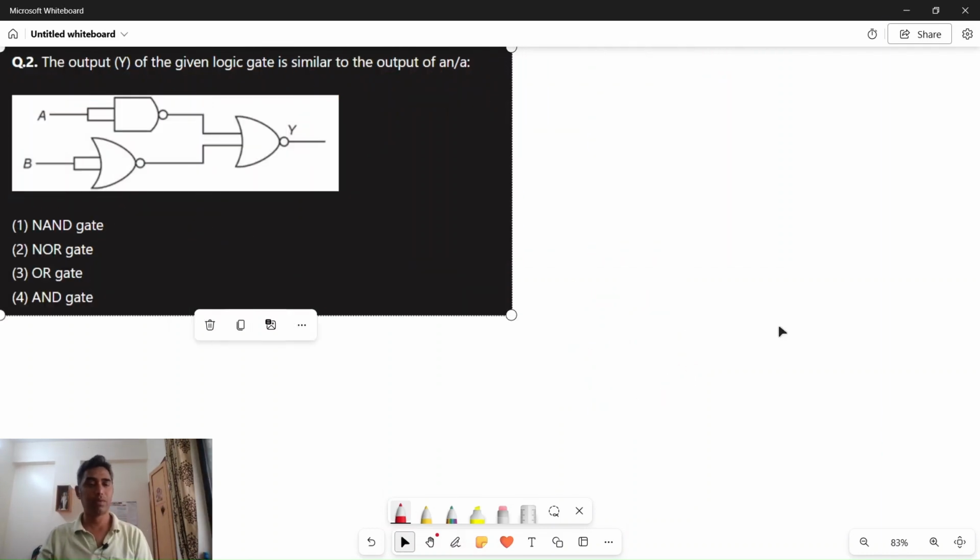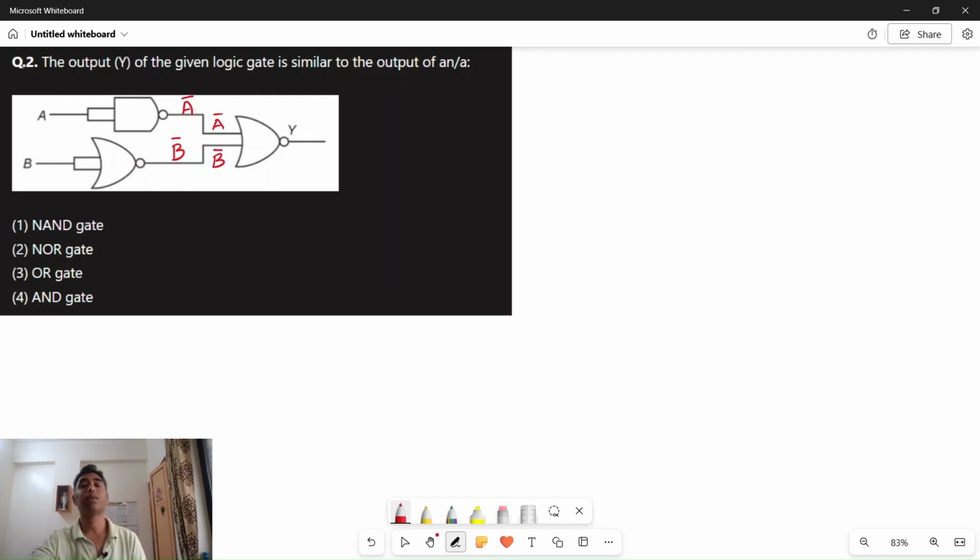Okay, we will take up the second question. See, this question is from logic gates. Okay, logic gates, it's a favorite question for NEET. The output Y of the given logic gate is similar to the output of, okay. See, if you just look at this, this is a NOT gate, okay. So A will come out as A bar. Idu NOT gate now. So here this will be A bar, B bar, sorry. So A bar and B bar will go inside as inputs.